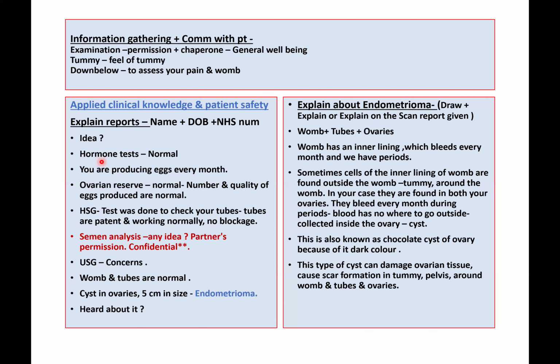Blood tests were done to check the hormones, and they are normal. It means you're producing eggs every month. And ovarian reserve was checked, which is normal. Ovarian reserve means the number and quality of eggs produced, and they are normal. Another test was done to check your tubes. So the tubes are patent, they're working normally, there is no blockage at all.